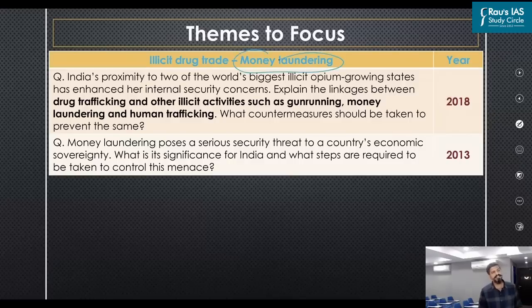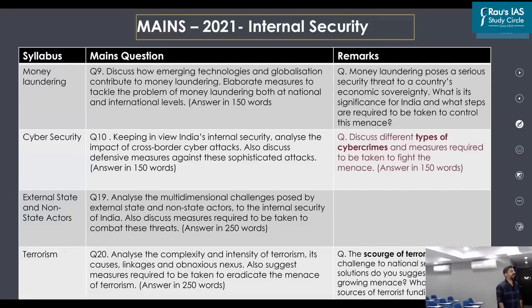Now if you look at this year's question paper of internal security, these were the broad themes that were touched by UPSC. First is money laundering. Second is cyber security. Third is external and non-state actors. And fourth is terrorism.